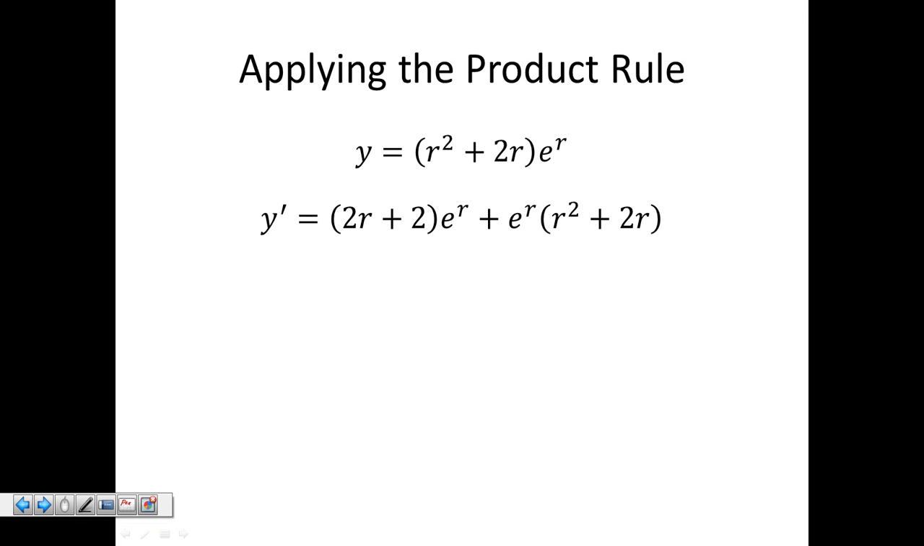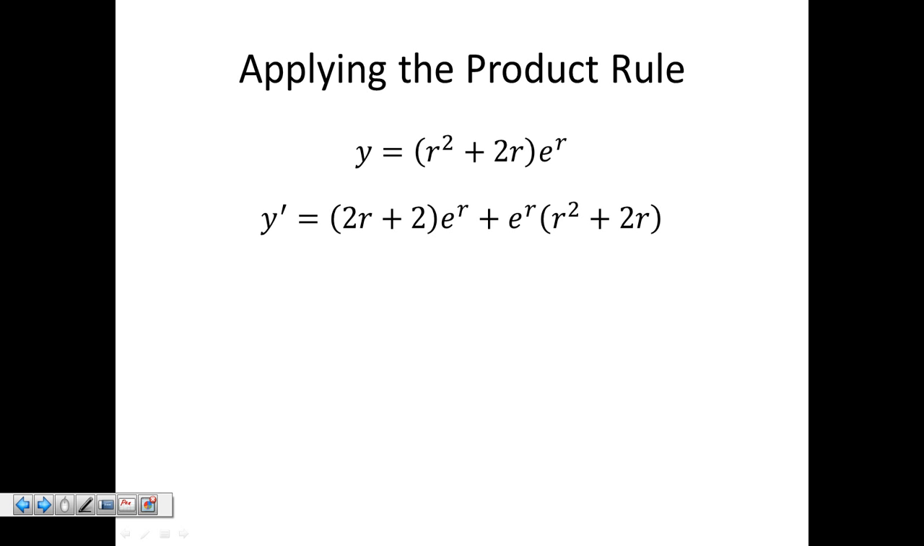So I take the derivative of the first expression. The derivative of r squared plus 2r is 2r plus 2. Multiply it by the original second expression, e to the r. Plus, now when I take the derivative of the second expression, the derivative of e to the r, it is its own derivative. So g of x equals e to the r, g prime of x equals e to the r. This is the only function that this happens with, but it happens, and it is its own derivative. Big whoop. Multiply it times the original first expression.